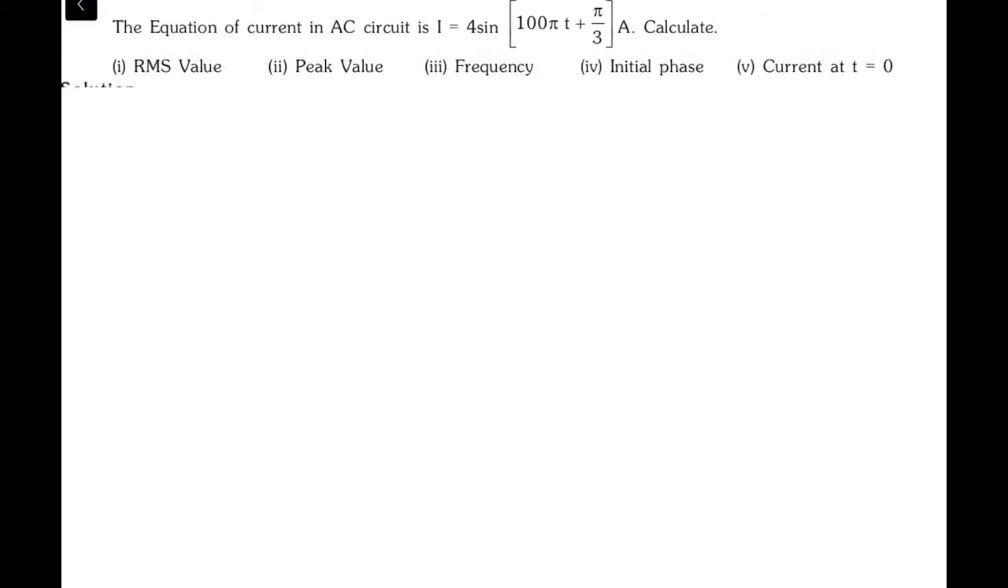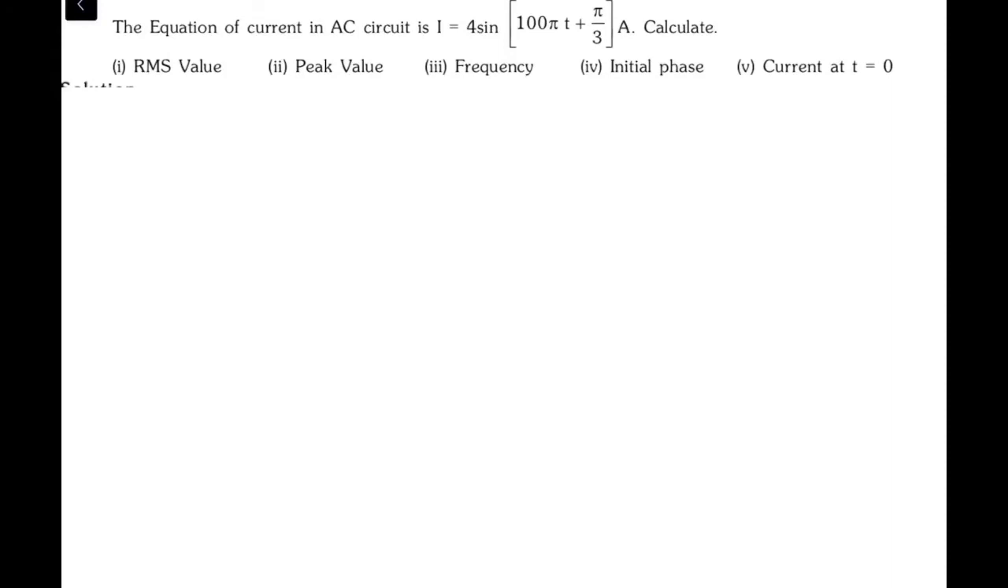Okay, this question is from alternating current. The question is, the equation of the current in an AC circuit is I equal to 4 times sine (100 pi t plus pi by 3) ampere. We have to calculate all these things. So this question includes so many things that we can calculate. Actually, this question is easy.